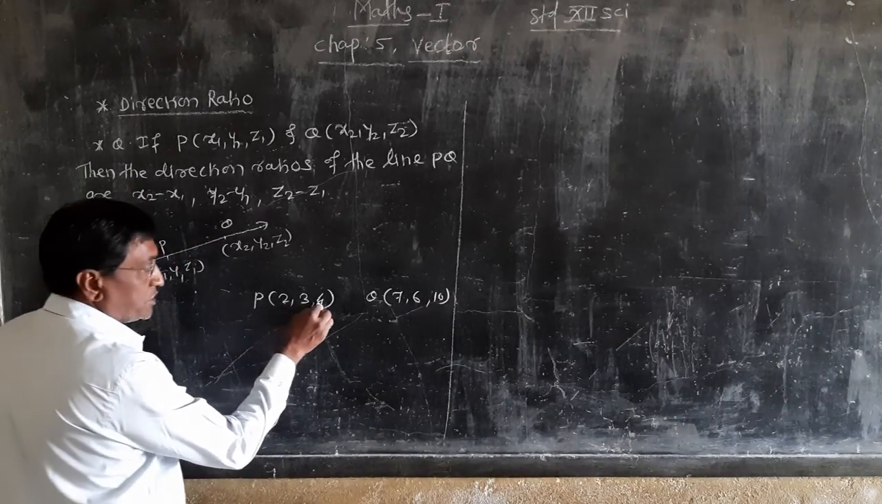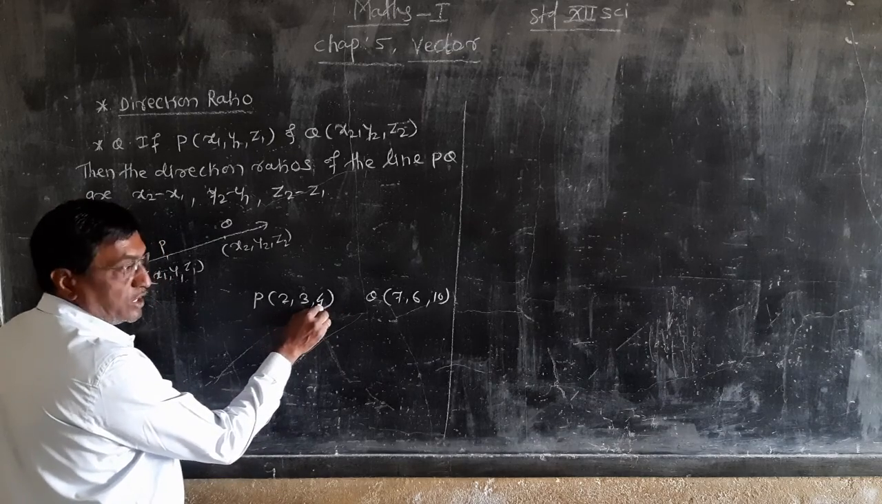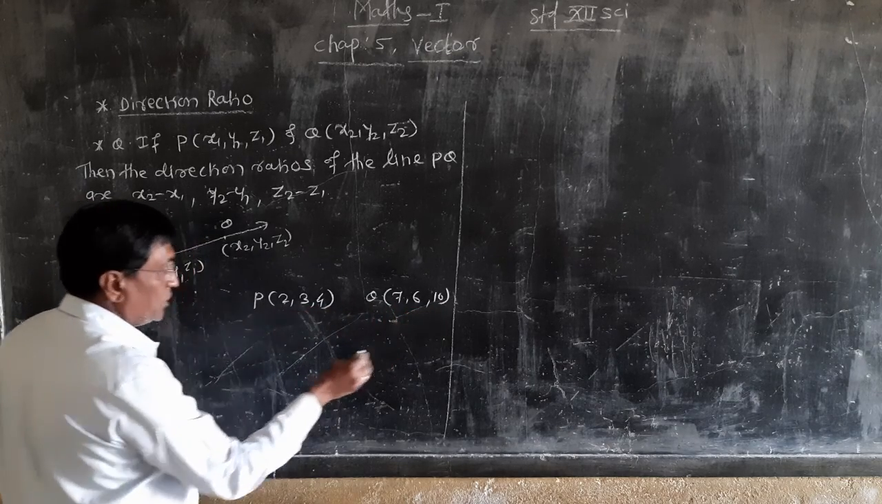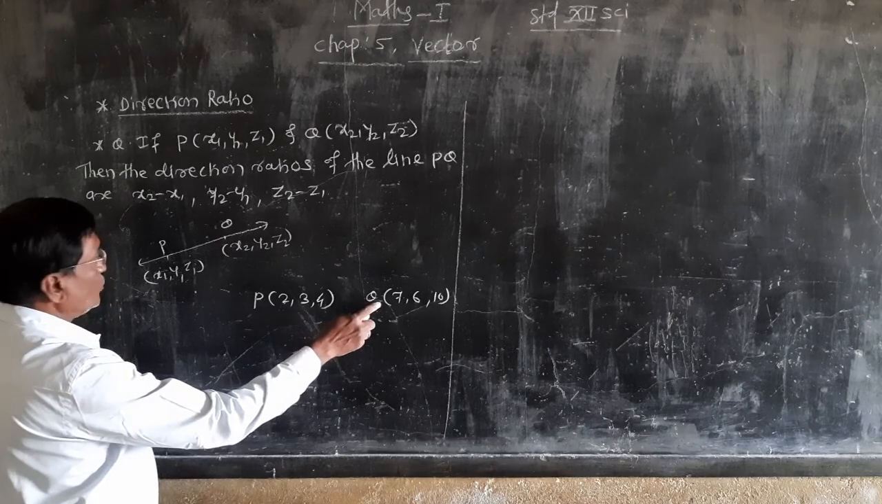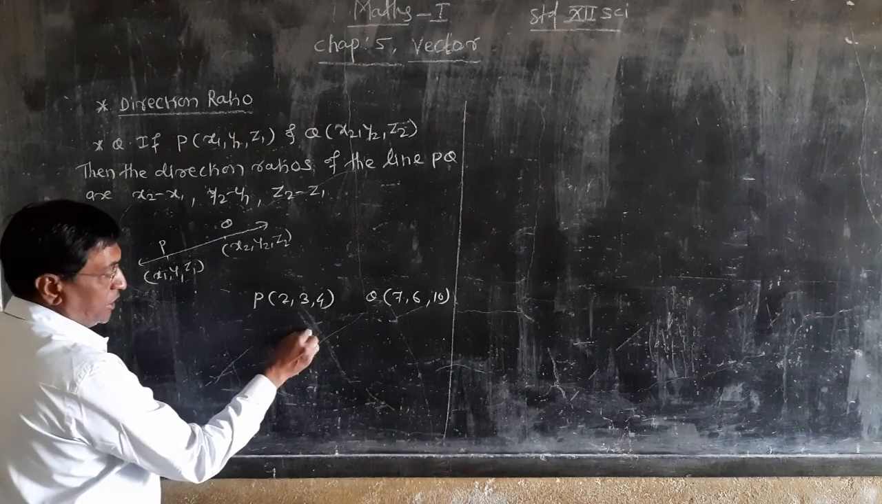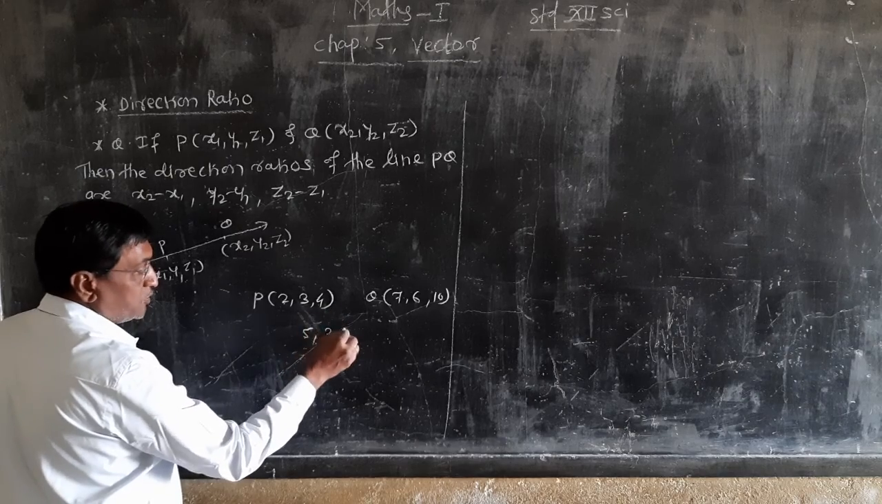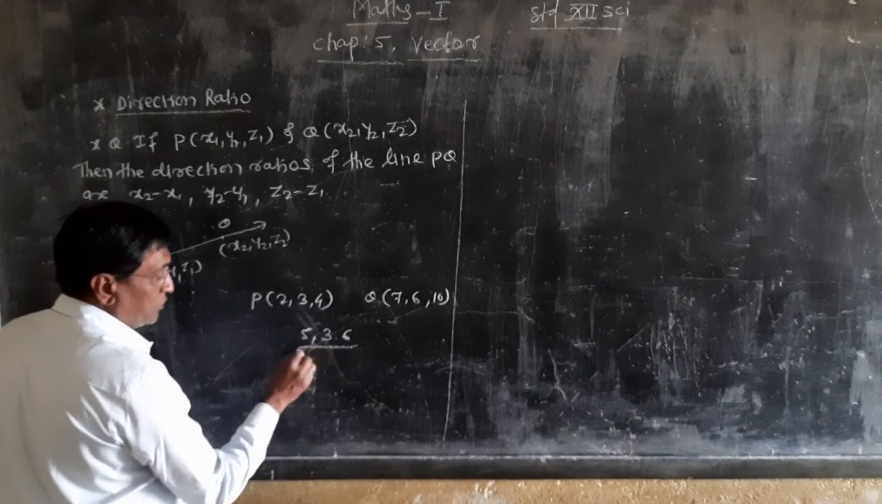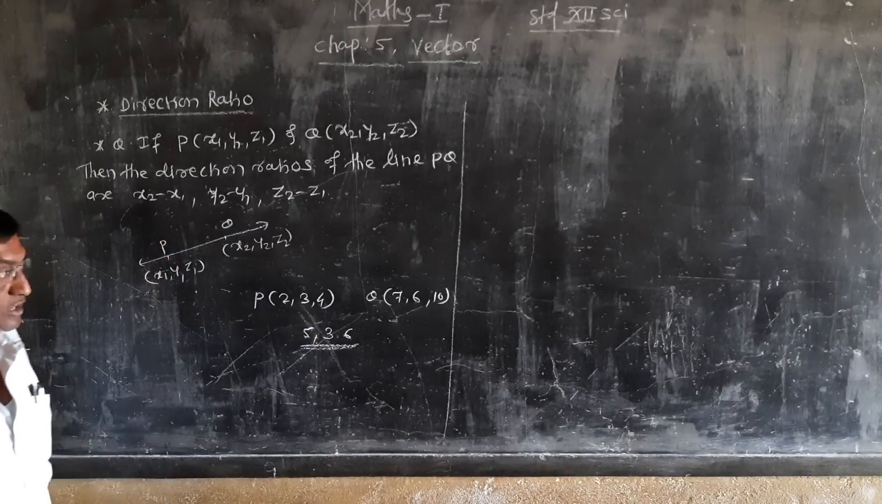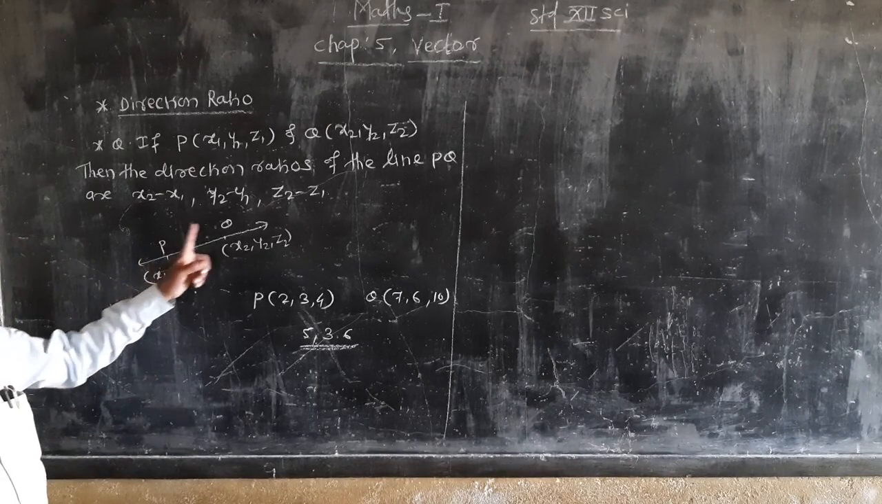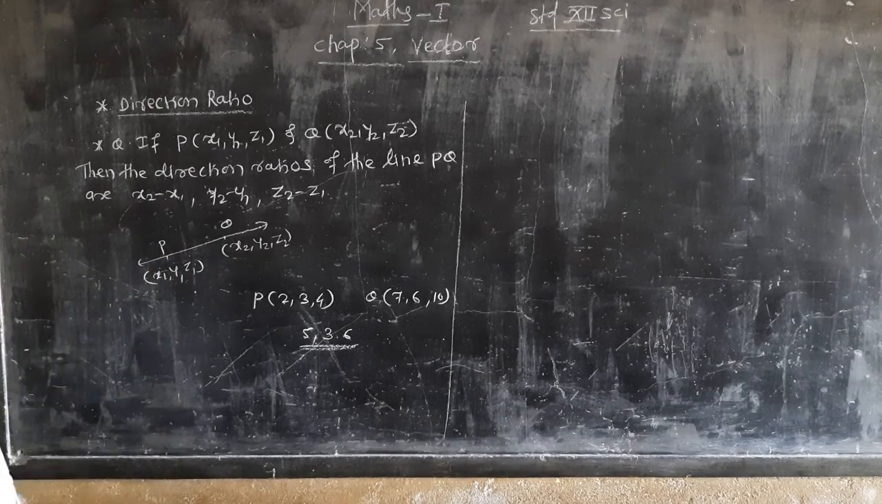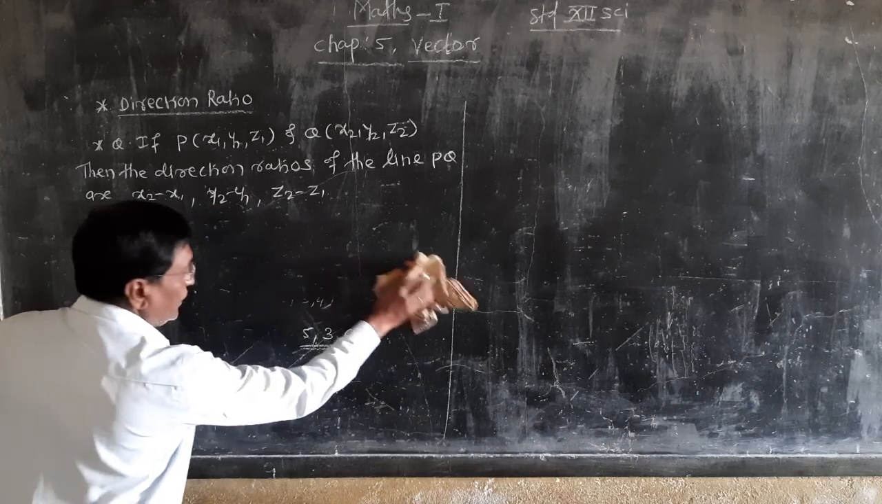This is x1, y1, z1, and this is x2, y2, z2. So x2 minus x1 is 7 minus 2, that is 5, 6 minus 3 is 3, 10 minus 4 is 6, and so 5, 3, 6 are the direction ratios of the line PQ. Okay, so we want to prove that.